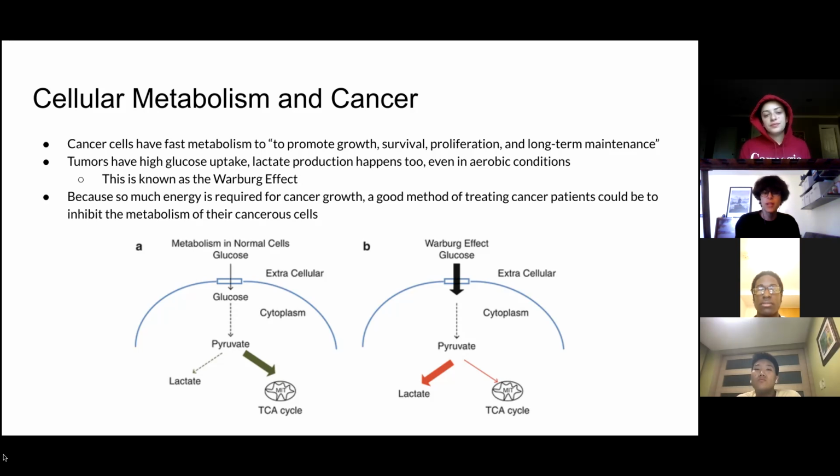You can see in the picture that, put simply, the fatter arrow goes underneath to the lactate in the Warburg effect. What could be done in the normal, healthy cycle is actually just done with lactate. Obviously the cancer cells need a lot of energy, so a good method people have thought of to treat cancer patients could be to just inhibit the cellular metabolism. If they don't have the required energy, they can't grow and they can't even survive. A lot of people have been looking into this.